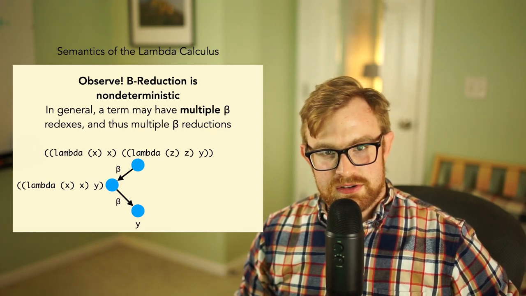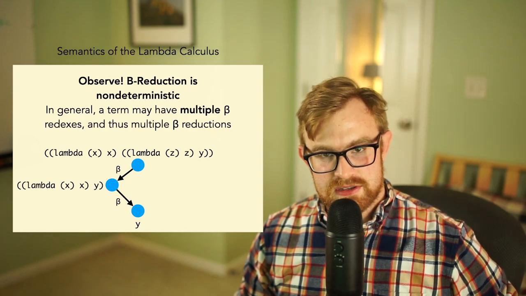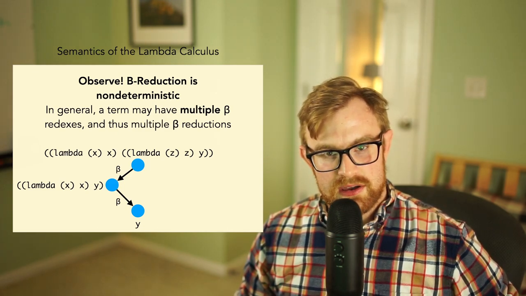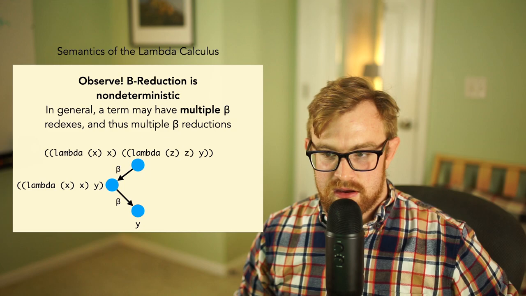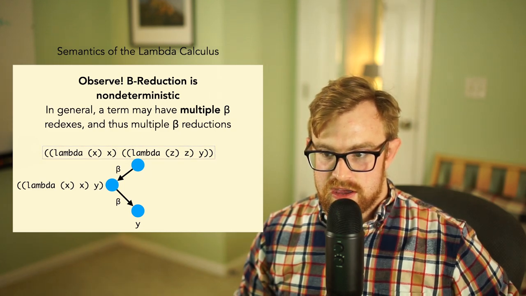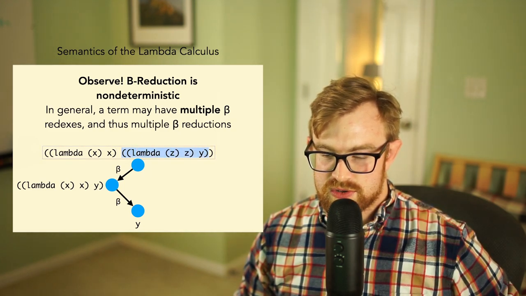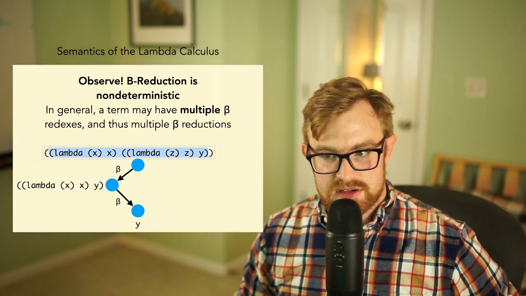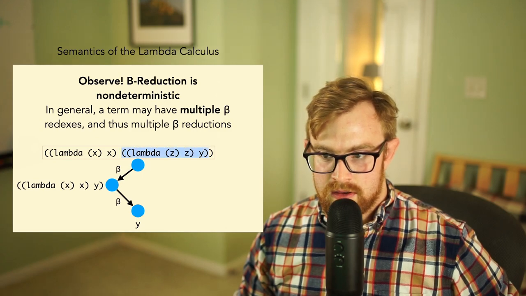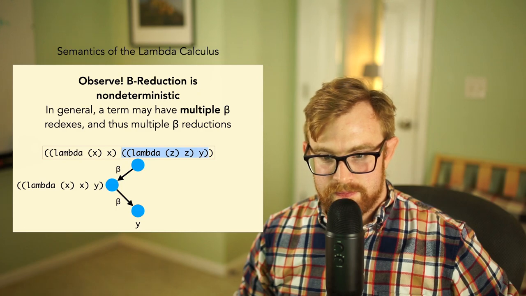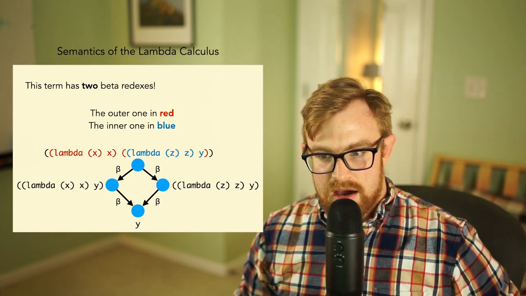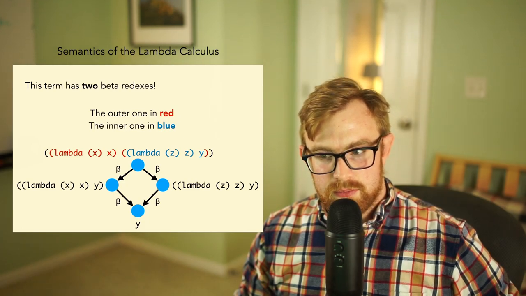So, in general, a term may have multiple beta reductions that you could possibly apply. There may be multiple beta redexes at any one point. And in fact, in this term, there are multiple beta redexes. So you have this redex we just reduced right here. But you also have this outer redex where you could reduce the entire term, applying this function to this argument. And so we have 2 beta redexes in this term, the outer one in red, the inner one in blue.